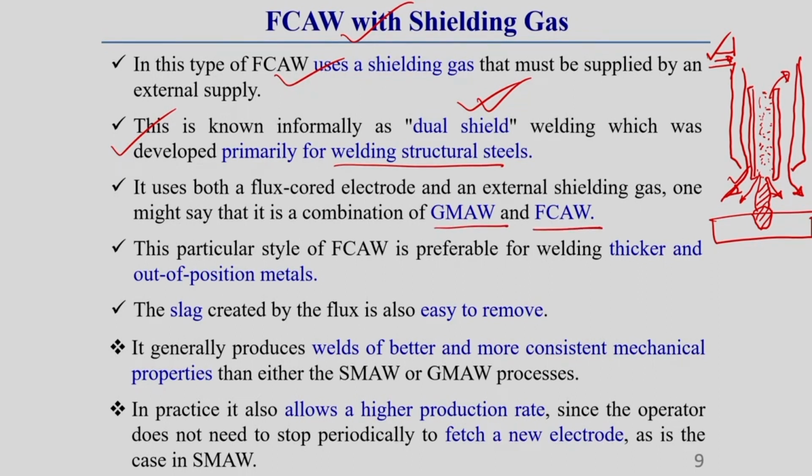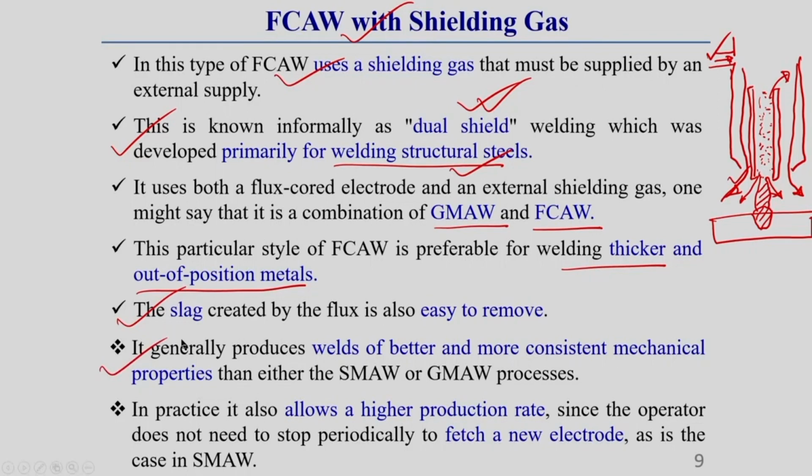These types of welding process are generally preferable where a better general shielding medium is required, like for structural steel purposes. As the shielding here is tighter, it is preferable for thicker sections as well as out-of-position welding. Whatever slag it creates is comparatively easy to remove than in the previous welding process, that means flux core arc welding without shielding gas.